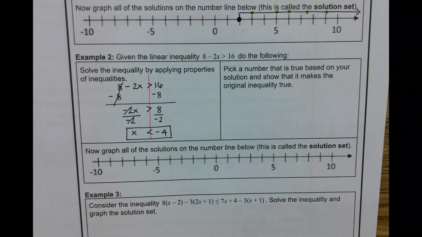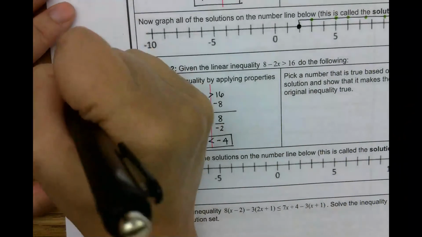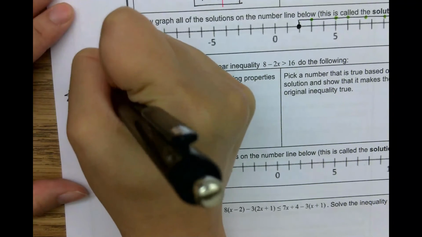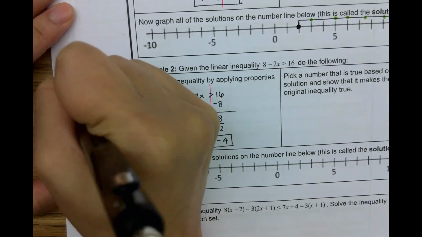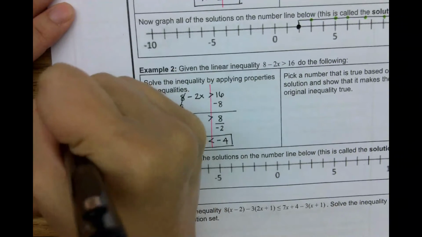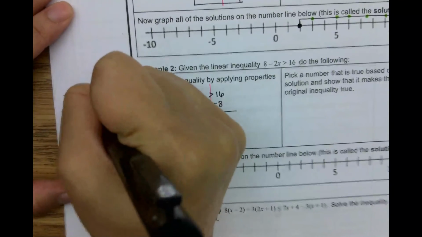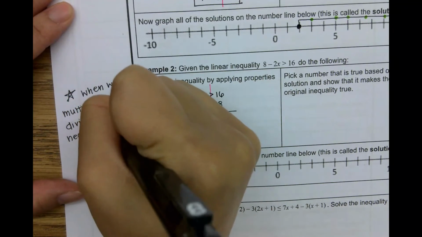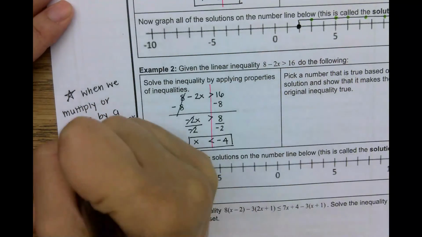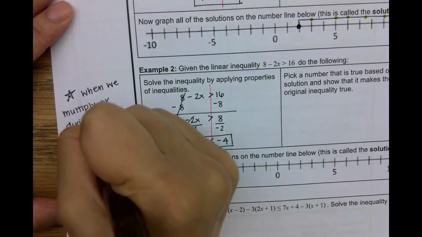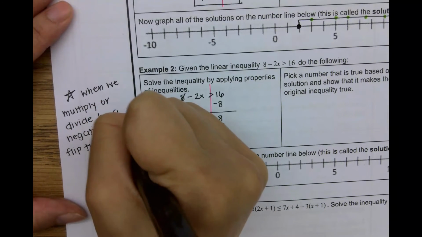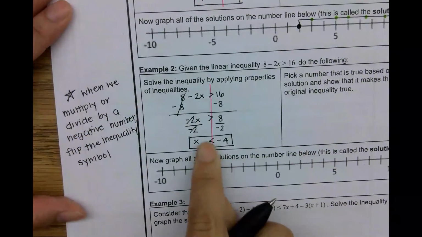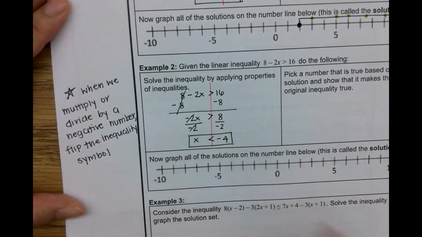Okay, so let's just write a note to ourselves because maybe we're going to forget. Let's star this. When we multiply or divide by a negative number, flip the inequality symbol or inequality sign. Flip the inequality symbol. So we saw this here, right? This greater than turned into less than.